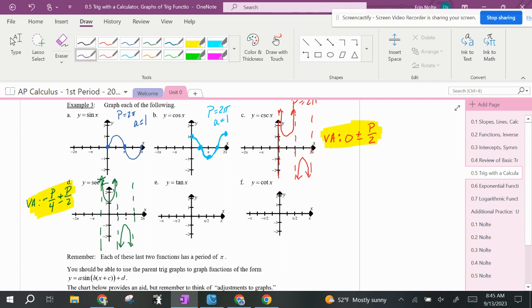We'll go with purple for tangent. Okay, do you guys remember what tangent looks like? Good, John Travolta. So basically, you're thinking about they're separated by asymptotes. The first John Travolta goes straight through the middle.